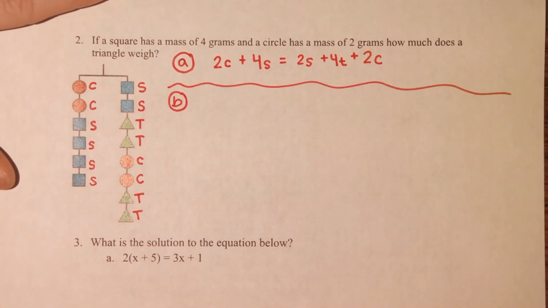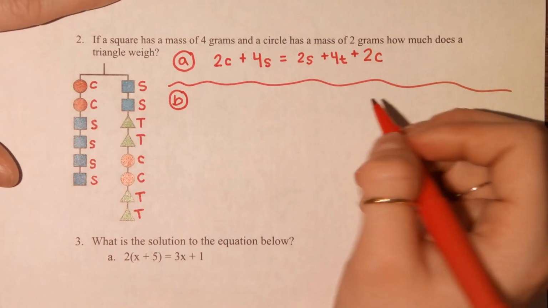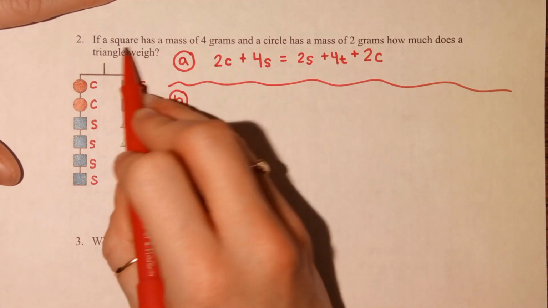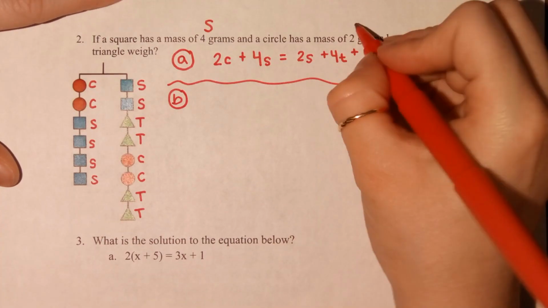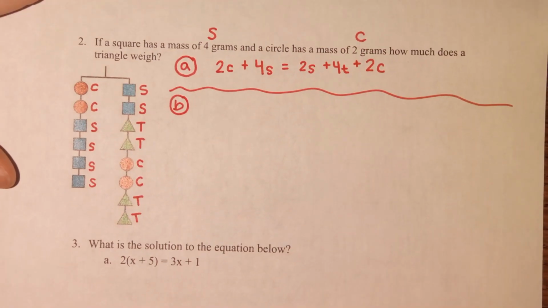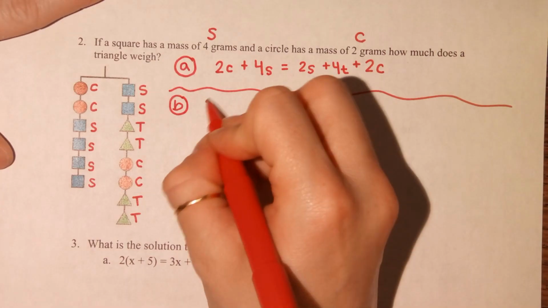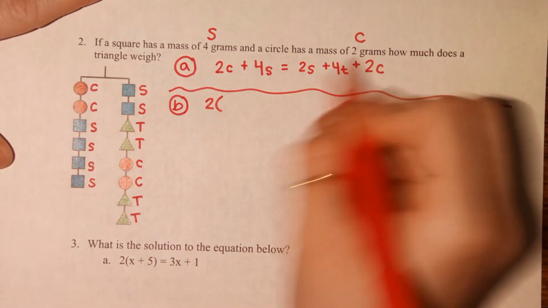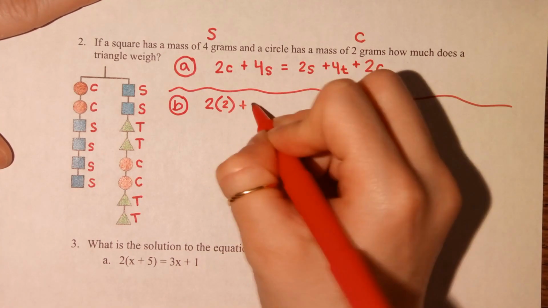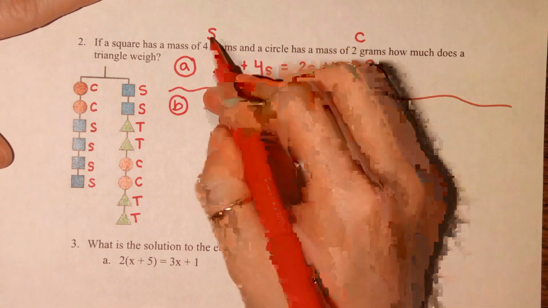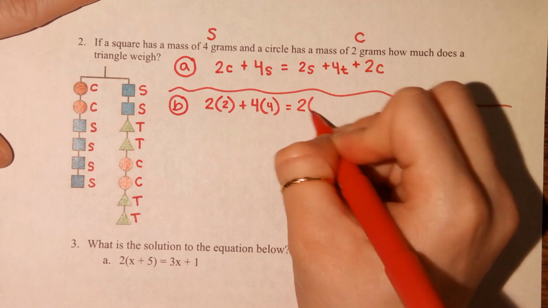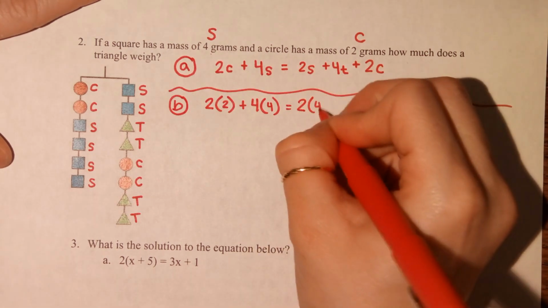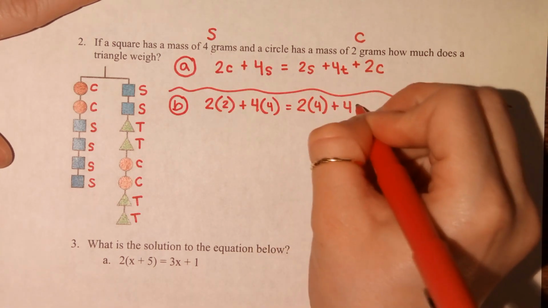So 4 grams for a square, and our circle has 2 grams. So we have S and we have C variables, but we do not have our T yet. So let's plug it in. 2C, which is 2, plus 4S, which is 4, equals 2S, which again is 4, plus 4T, plus 2 times our C, which is 2 right here.